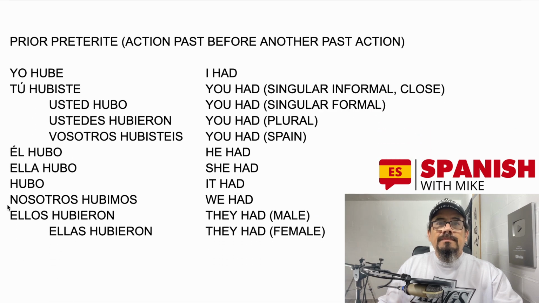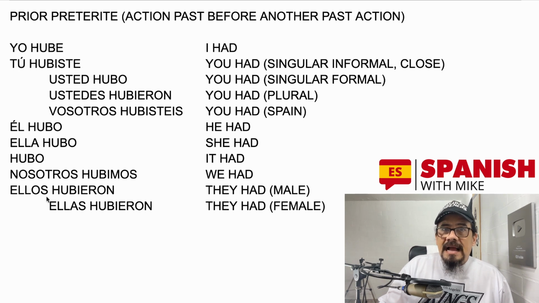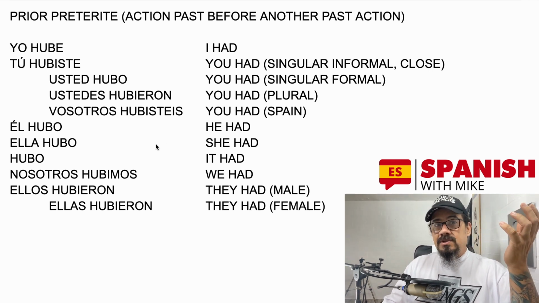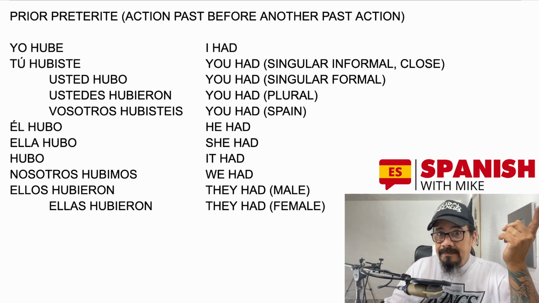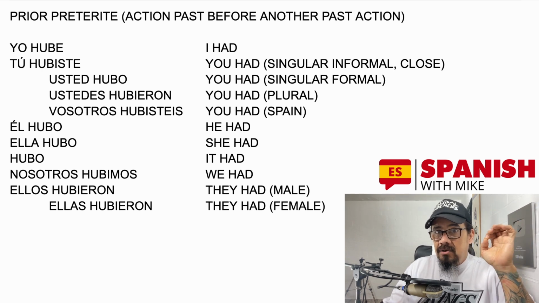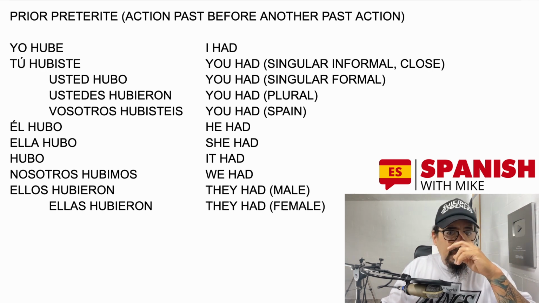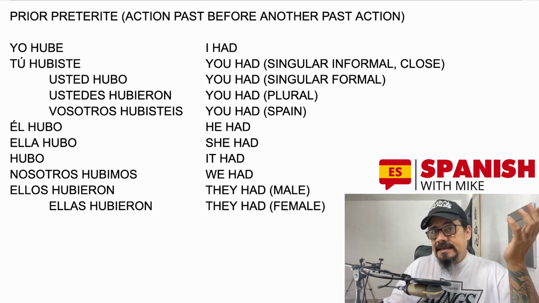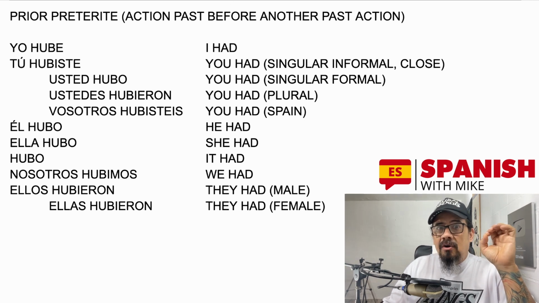Now let's move to this form, the prior preterite. And this is for actions passed before another past action. In Spanish, it's not so common, but we use it. So I can say, yo hube salido. I had left. Yo hube. Tú hubiste. Singular and informal, close for you. Usted hubo. Singular formal for you. Ustedes hubieron. You had, plural. Vosotros hubisteis. You had, Spain. One thing here: hubieron is valid only for this form.